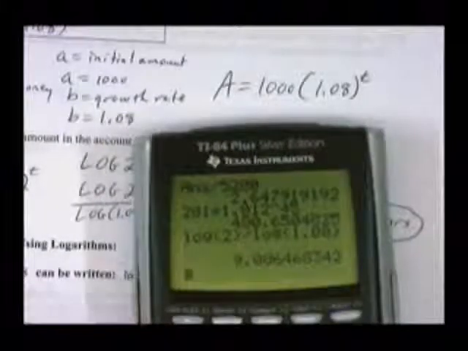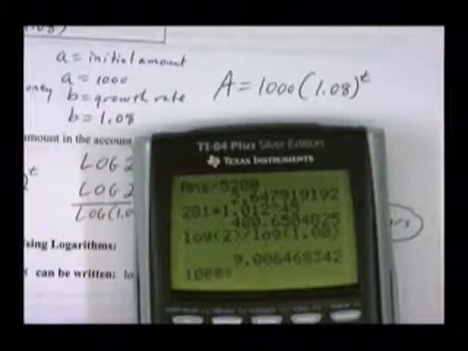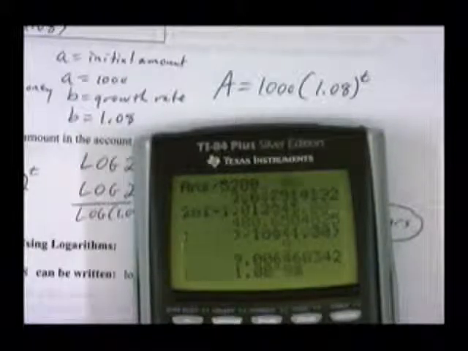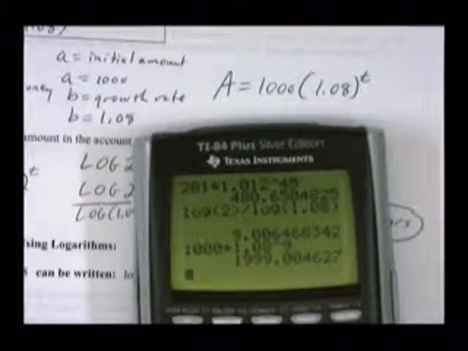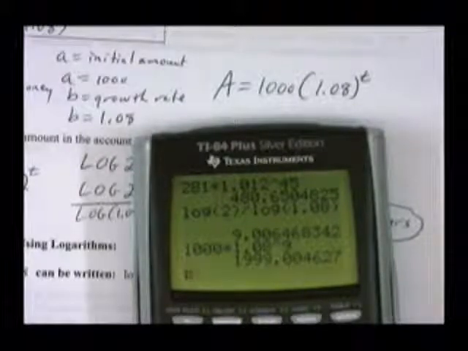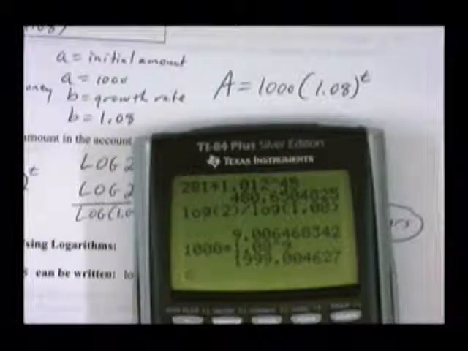Now, is that accurate? Well, let's go back in and plug 9 years into our equation. So here's our equation right here. Let's plug 9 into that equation. So if I have 1,000 times 1.08 raised to the 9, what do I get? Pretty darn close to 2,000. Okay, and if it wasn't some rounding error, it would be 2,000.